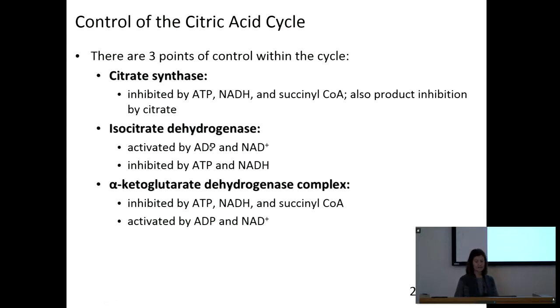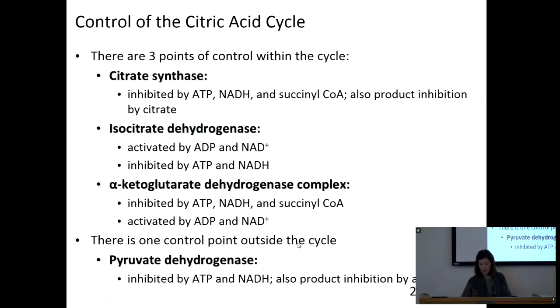Now, I don't want you to forget that outside the cycle, it's not within the cycle. So make sure that you're reading my question. Am I saying 3 points of control within the cycle or within and outside the cycle? It's that pyruvate dehydrogenase complex going from our pyruvate to acetyl-CoA. It's inhibited by ATP and NADH, and also product inhibited by acetyl-CoA. Now, this pre-citric acid cycle I don't necessarily have on our little review sheet, so maybe you can add it on the back, because it is very important, and it is under control.